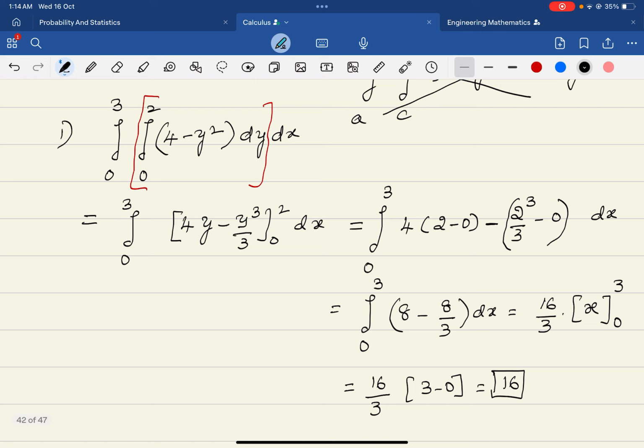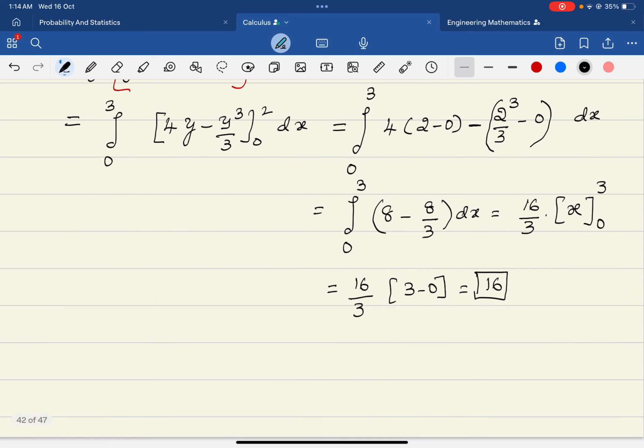I hope you could understand. So this is the way of doing the problems: take the innermost integral, put the limits and then put the brackets and then solve it. Let us now do one more problem on this.